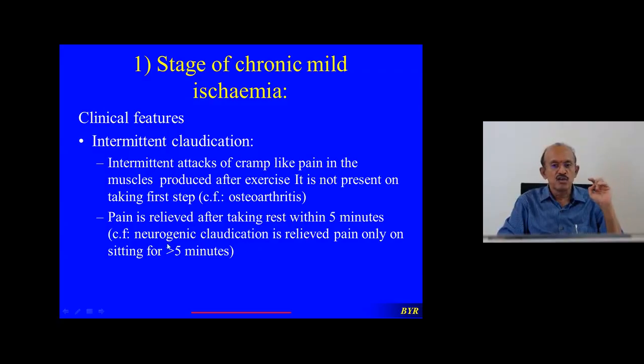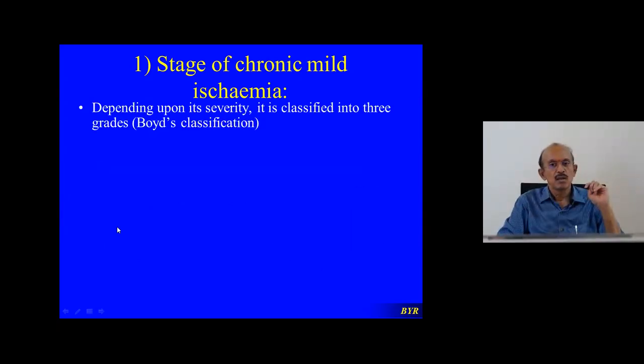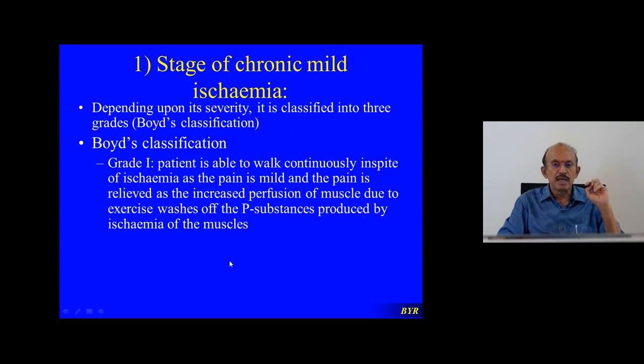There is another condition called neurogenic claudication, where the pain is relieved only on sitting for more than 5 minutes. Depending upon the severity, the mild ischemia is graded into 3 grades by Boyd. That's called Boyd's classification. In grade 1, the patient is able to walk continuously in spite of ischemia as the pain is mild, and the pain is relieved as the increased perfusion of muscle due to exercise washes off the P substance produced by ischemia of the muscles.